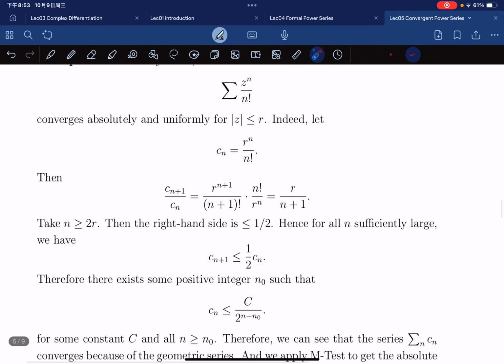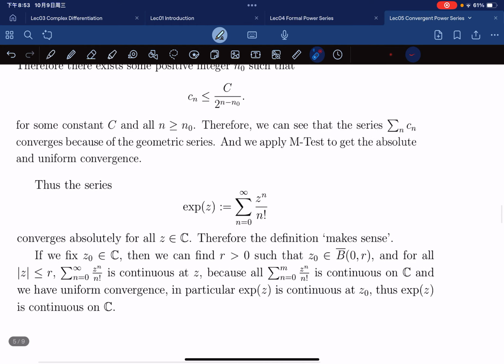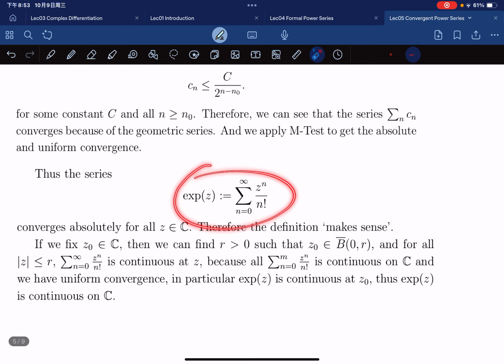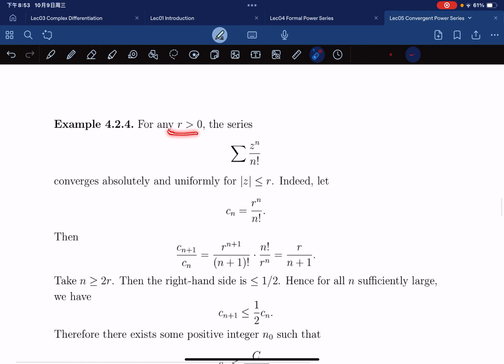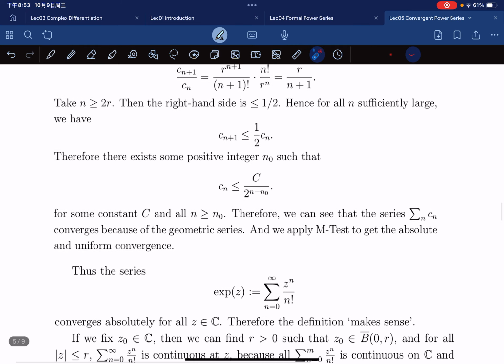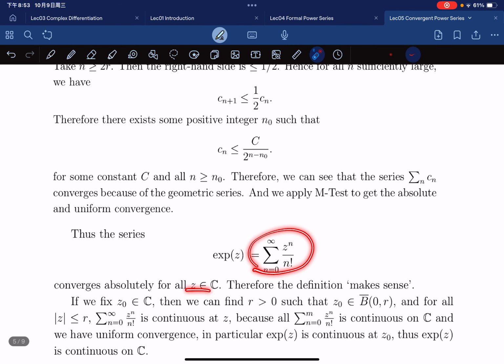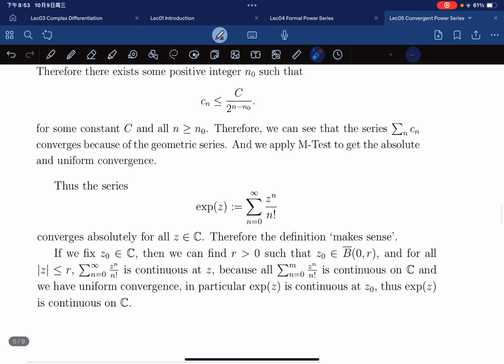this, right? So if we define exp z as equal to this, it converges absolutely for all z, right? This converges for any r, which means that we can show that this actually converges for all z. And also we know that if we fix z naught, we can find an r such that it contains an enclosed ball, right? And for all this, we know that this is continuous at z.